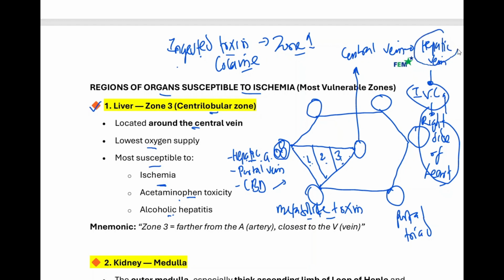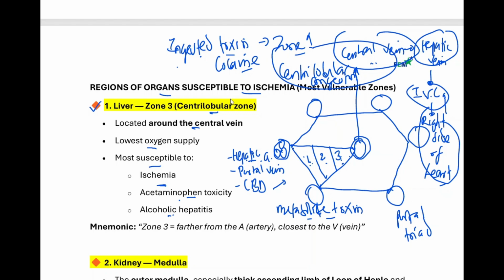And that will lead to increased congestion of the hepatic vein, and that will lead to increased congestion in the central vein. So why do those patients with right heart failure have what? Very good, they're going to have centrilobular congestion. So they're going to have centrilobular congestion in those patients.